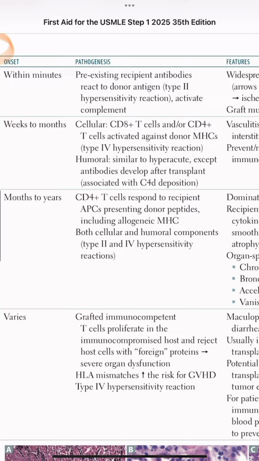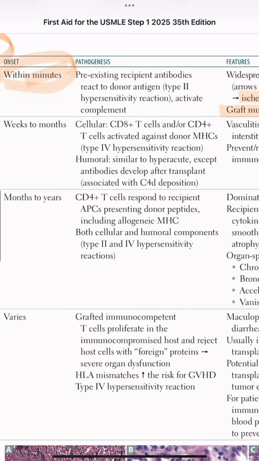If you see that the patient who underwent a transplant, within minutes, just within minutes, is starting to experience thrombosis and some ischemia and fibrinoid necrosis, and the patient is unstable, then that is hyperacute rejection. And in that case, the graft must be removed. If the patient has been experiencing unstable vitals and there are features of thrombosis of the graft vessel, immediately remove the graft. And this is a type of hyperacute rejection.